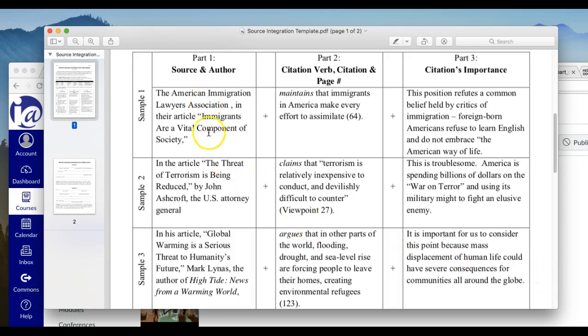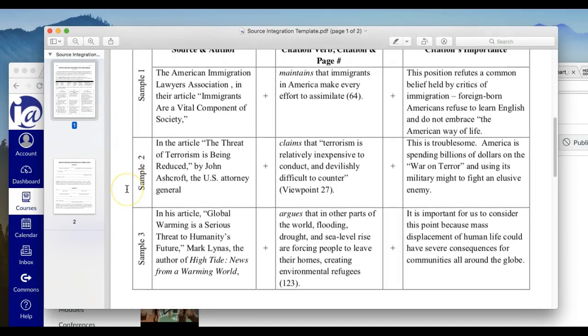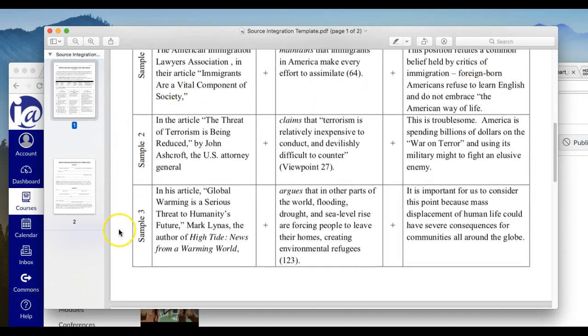So, source and the author. Here is the quote, the citation that they used. Remember that you are using what the narrator says. Here is the page number. We are using the minutes and the seconds that the quote appears, and then an explanation about the quote. And yes, okay, so 3 different examples. You read across once again.